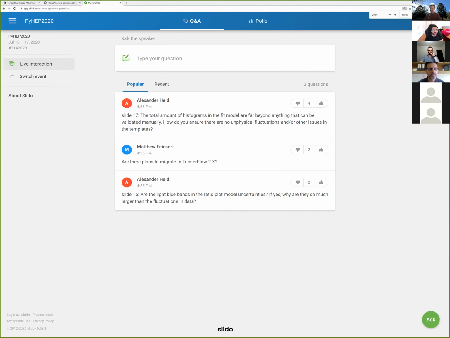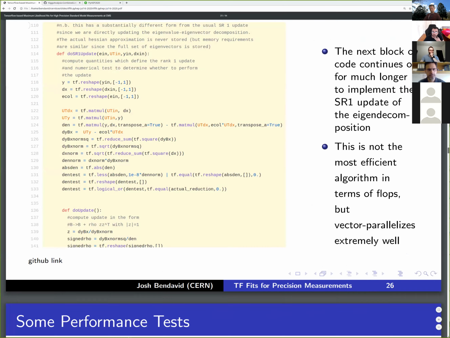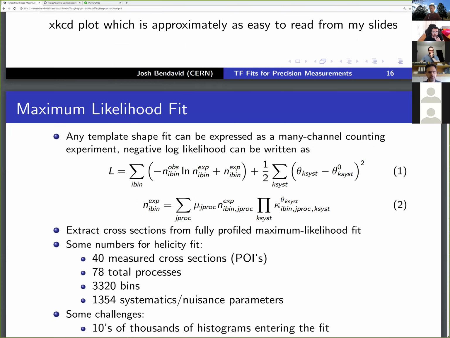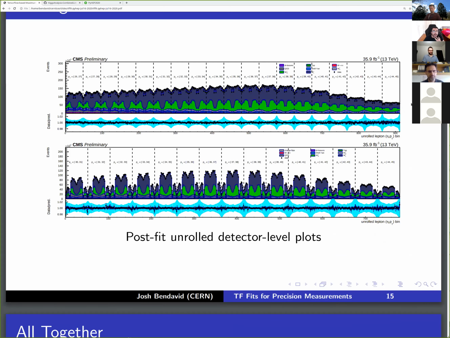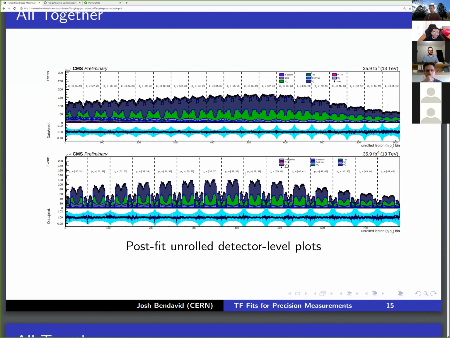Yeah. Okay. So maybe I'll go from the bottom. So the light blue bands in the ratio plots on slide 15. Yeah, so the reason why is actually a little bit interesting and silly. So the fit includes bin by bin statistical uncertainties on the Monte Carlo, which are actually quite large. And so what ends up happening is that the central values in the post-fit get profiled out. And this suppresses the fluctuations in such a plot. It's because we have less Monte Carlo than data in terms of statistical power.